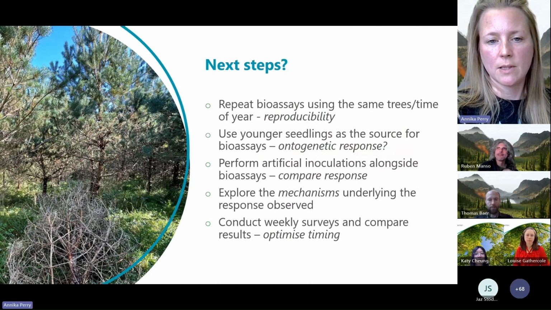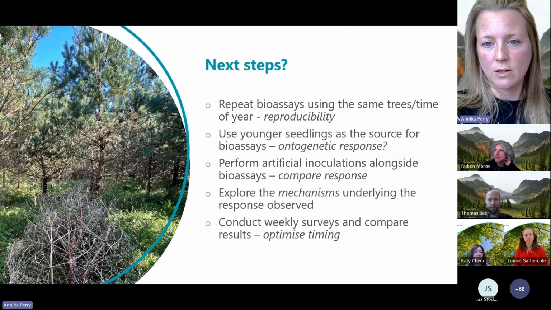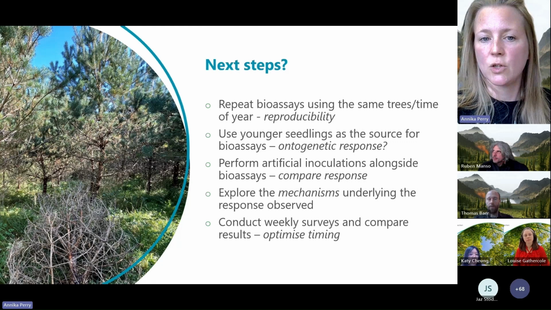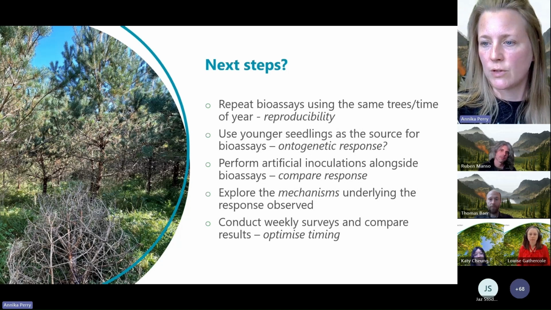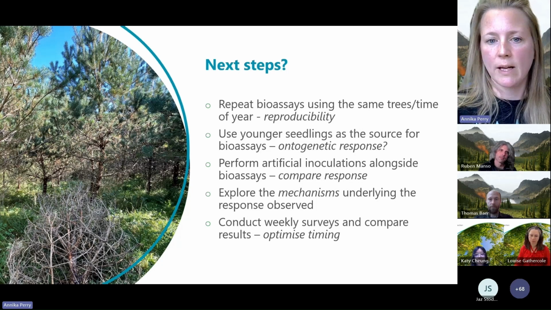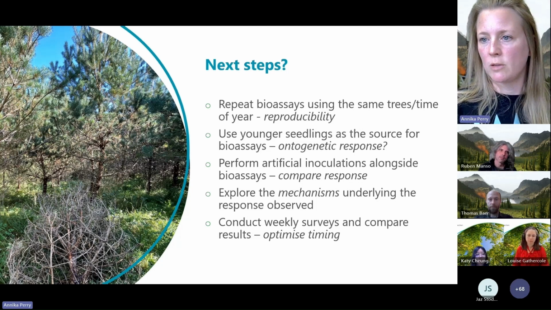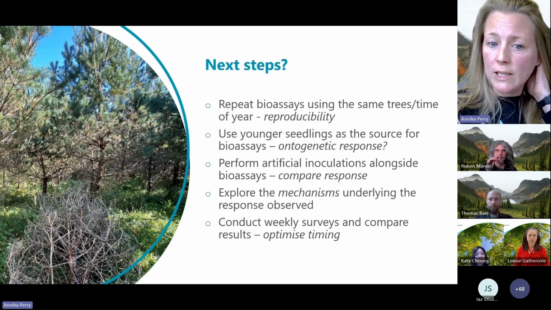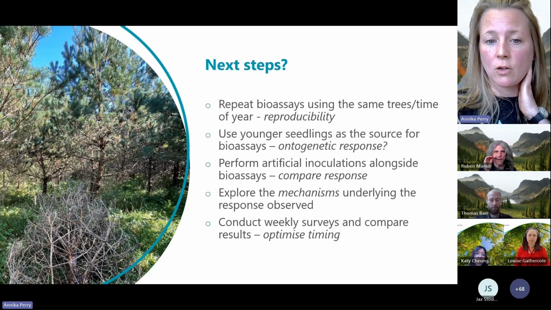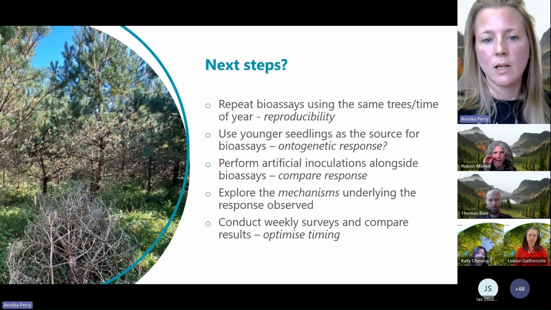So the next steps: I'm going to repeat the bioassays using the same trees and the same time of year, just to make sure that we've got some measure of reproducibility. I'm also interested in using younger seedlings because it's possible there's an ontogenetic response, which means that it's a response based on the age or stage of development. And really for this approach to be useful, we also want to be able to use it to assess susceptibility in very young seedlings. I'm really interested in comparing artificial inoculations alongside the bioassays to compare the response, and also to understand the mechanisms underlying this response.